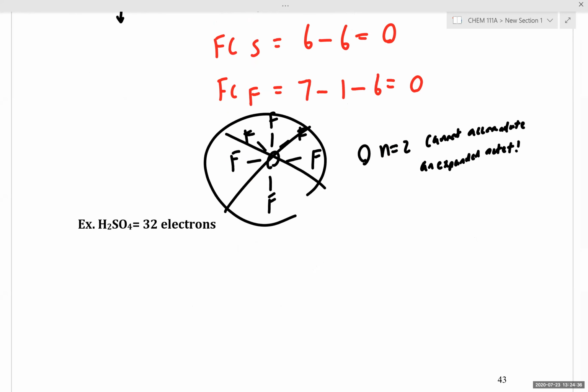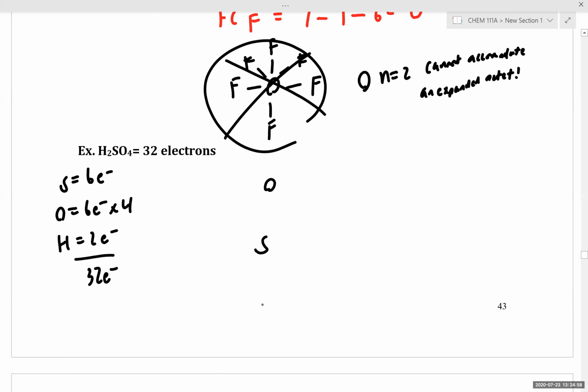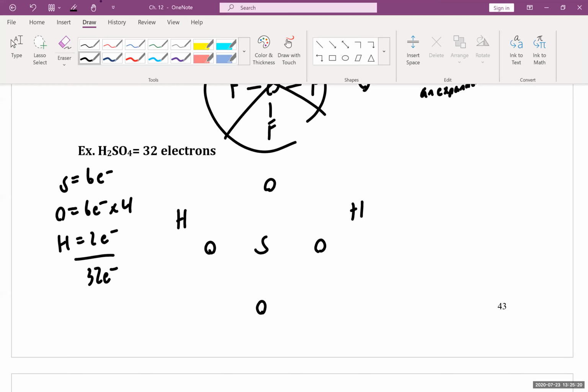Okay, so let's take a look at sulfuric acid. Sulfuric acid is a very interesting example. So sulfur contributes 6 electrons, oxygen contributes 6 electrons, and we have 4 oxygens, and hydrogen contributes 2 electrons. That gives us 32 electrons to work with. Sulfur is our central atom, and we're going to surround it with 4 oxygens, and we're going to place our hydrogens on our oxygens. In general, when you're looking at acids, you want to bond your hydrogen to oxygen. We'll talk about oxyacids later on in this chapter.